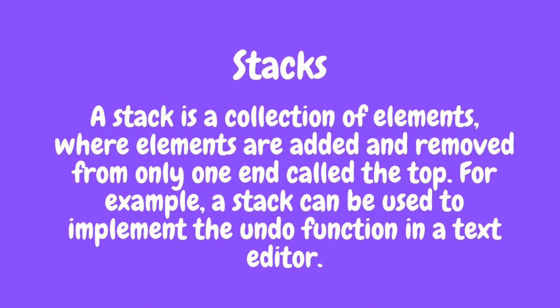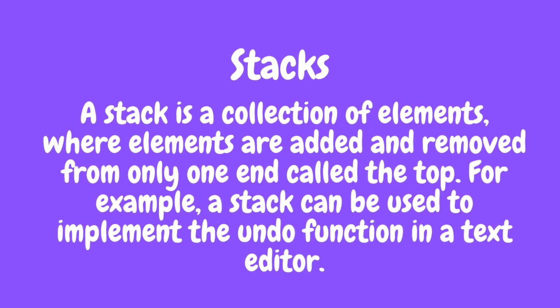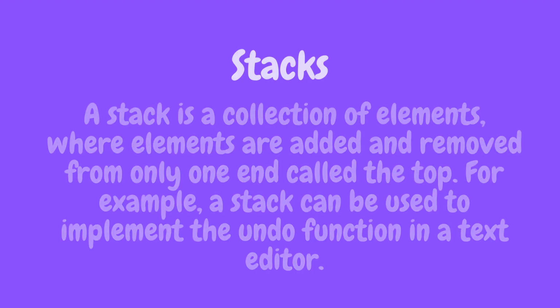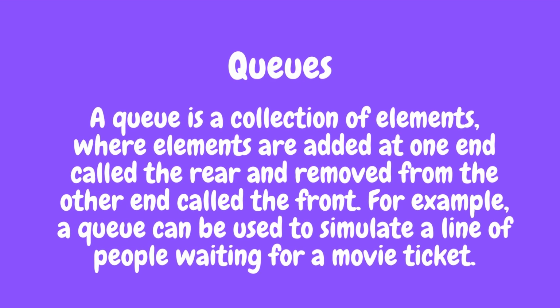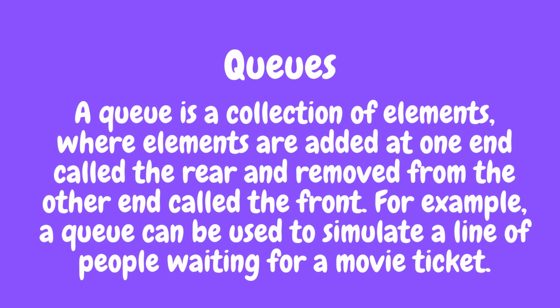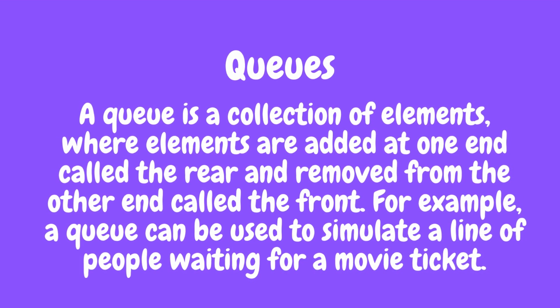Stack. A stack is a collection of elements where elements are added and removed from one end called the top. For example, a stack can be used to implement the undo function in a text editor. Queues. A queue is a collection of elements where elements are added at one end called the rear and removed at the other end called the front. For example, a queue can be used to simulate a line of people waiting for a movie ticket.